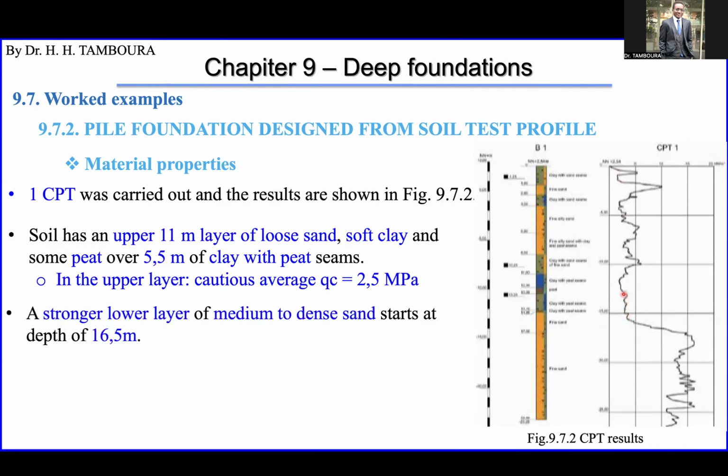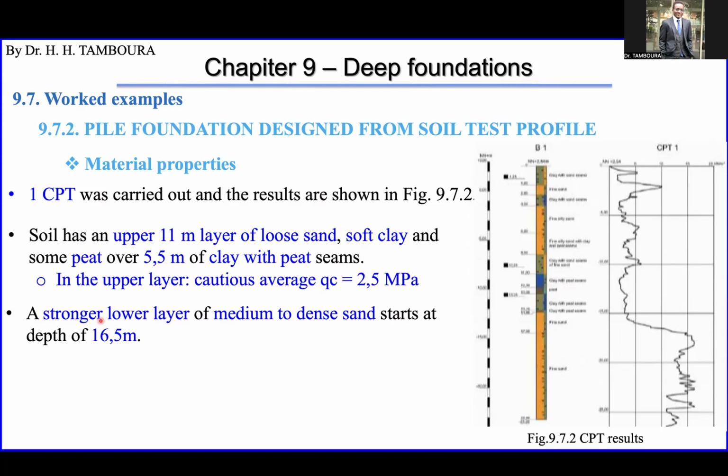And then the lower part, medium dense sand, starts from 16. Sorry, I said 15 before, but it should be 16.5, because it is 11 plus 5.5. So from 16.5, we start getting a dense sand. This dense sand is starting.